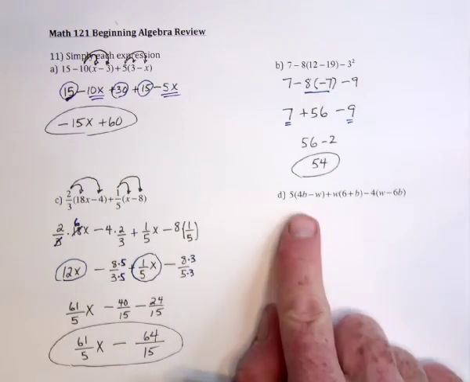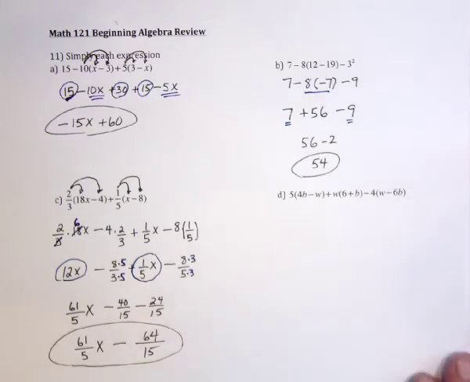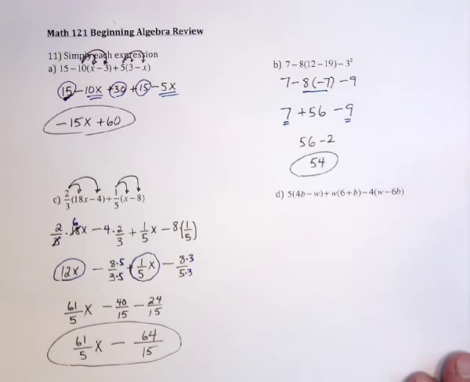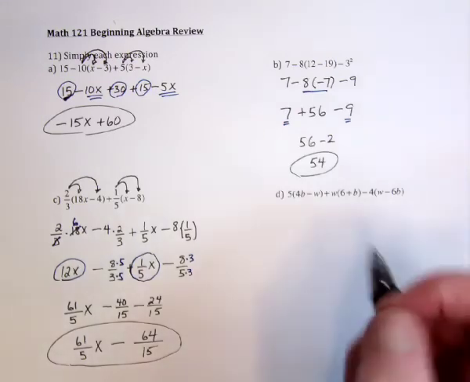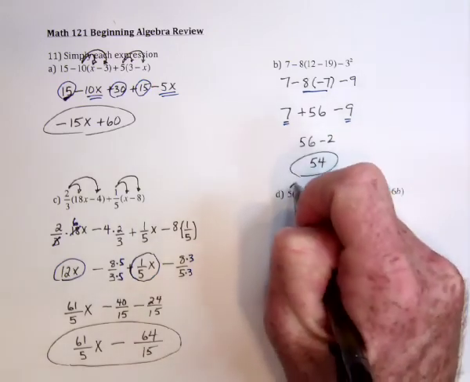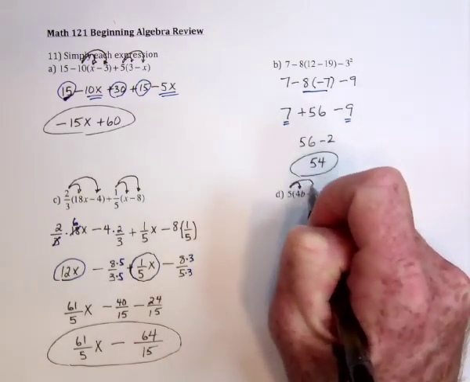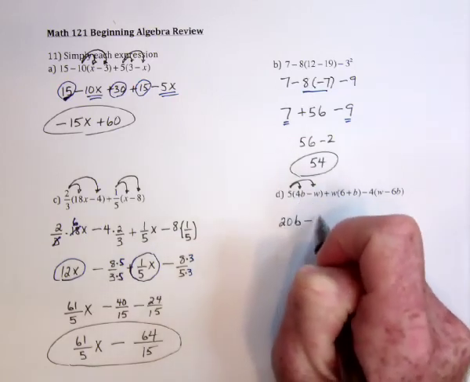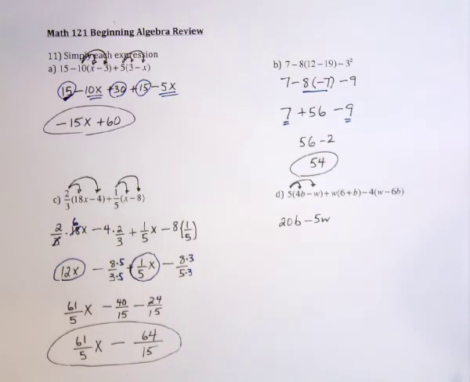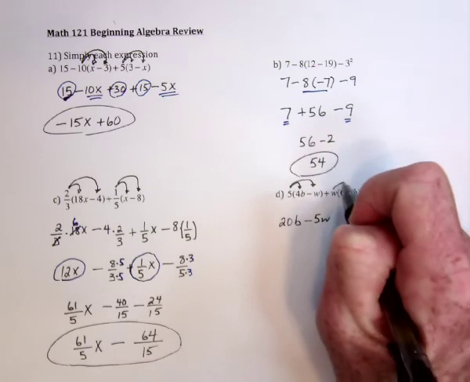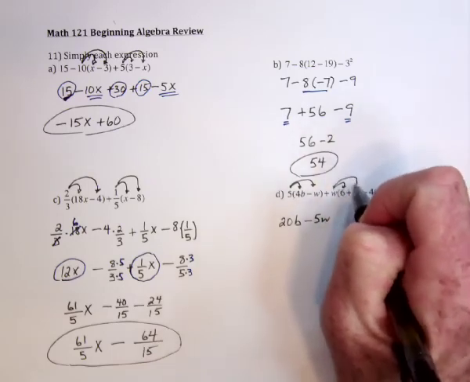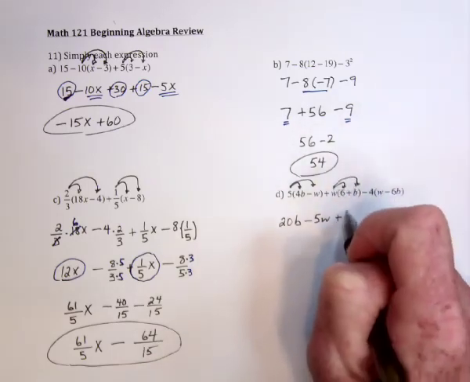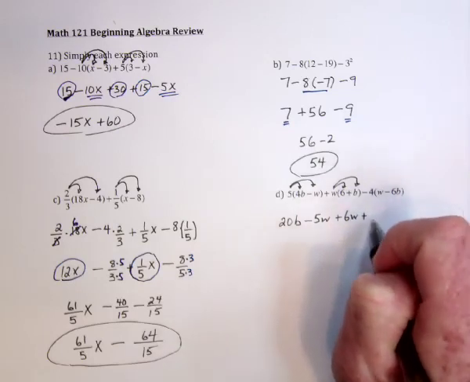For this one, it doesn't have any fractions to make it challenging, but it's got more letters in it. It's got W's and B's. So again, the distributive property, distribute the 5 for this first one. So this will be 20b minus 5w. For the second one, distribute the w. That will be plus 6w plus wb.